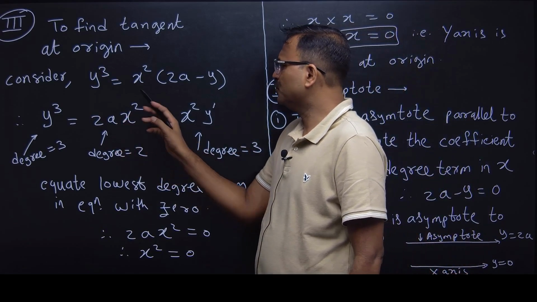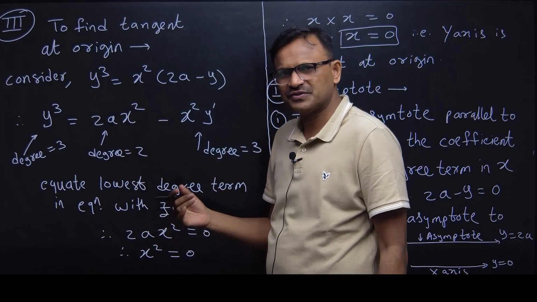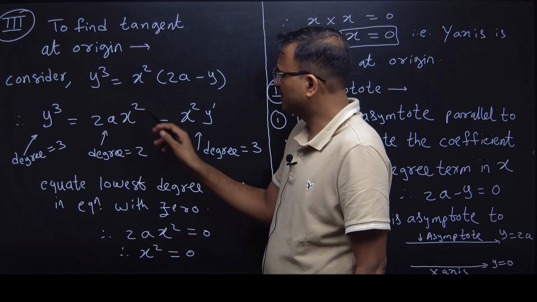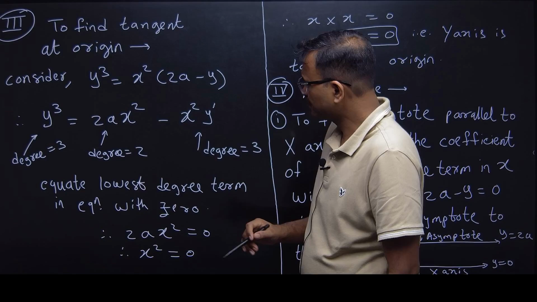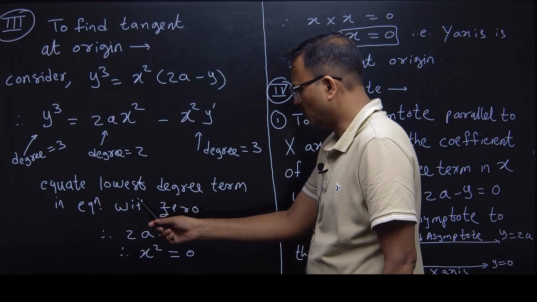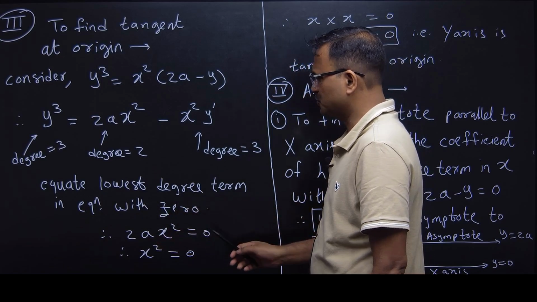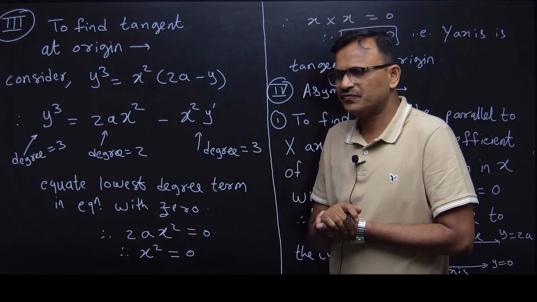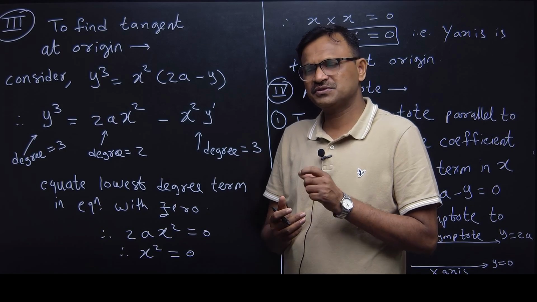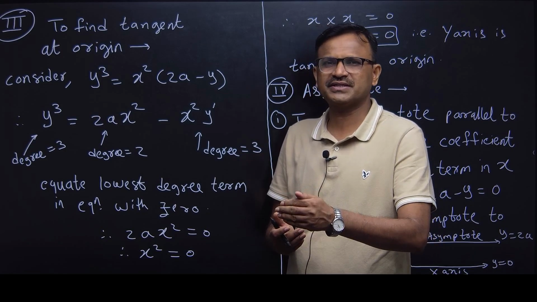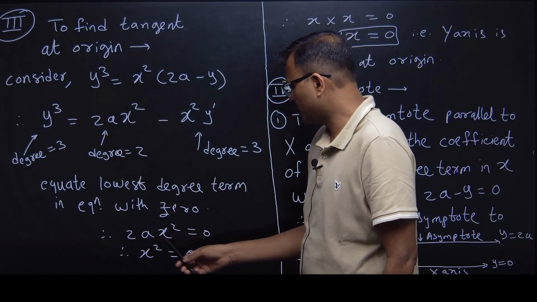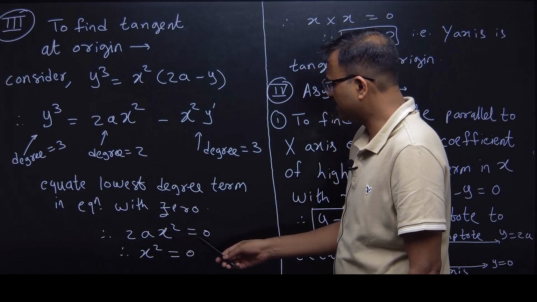If you consider the term 2a x square, 2a is a constant of which the degree is considered 0, and the degree of x square is 2. So 0 plus 2 is 2. So the degree of 2a x square is 2. Now we know that to find the tangent at the origin, we have to equate the lowest degree term in the equation with 0. Tangent at origin find करने के लिए हमें करना क्या होता है, गिवन इक्वेशन में जो लोएस्ट डिग्री टर्म है, जो सबसे कम डिग्री वाली टर्म है, उसको 0 के साथ इक्वेट करना होता है. ये जो 2a x square है, लोएस्ट डिग्री टर्म, उसको हम 0 के साथ इक्वेट करेंगे. We equate 2a x square with 0.